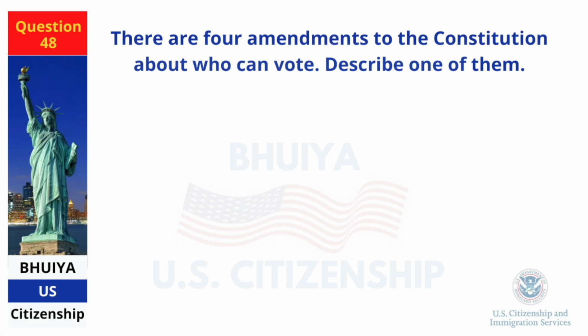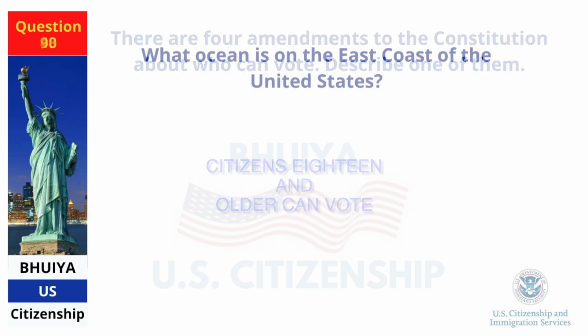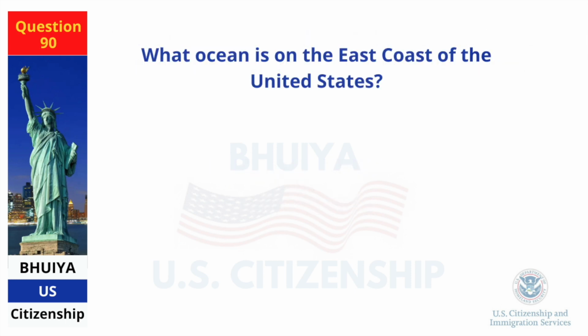There are four amendments to the Constitution about who can vote. Describe one of them. Citizens 18 and older can vote. What ocean is on the east coast of the United States? Atlantic Ocean.